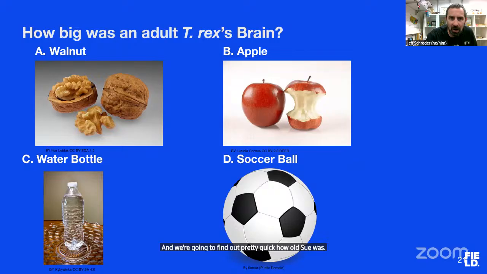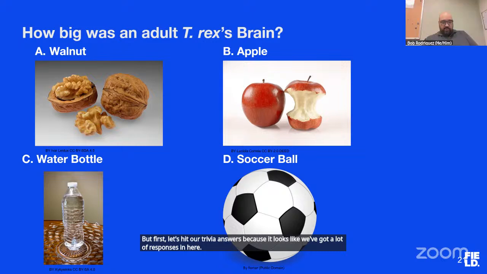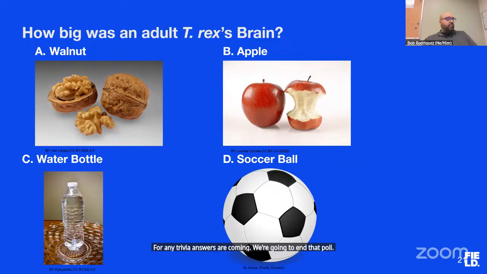But first, let's hit our trivia answers because it looks like we've got a lot of responses in here. Alrighty, trivia answers are coming. We're gonna end that poll. Alrighty, so let's dig in here.